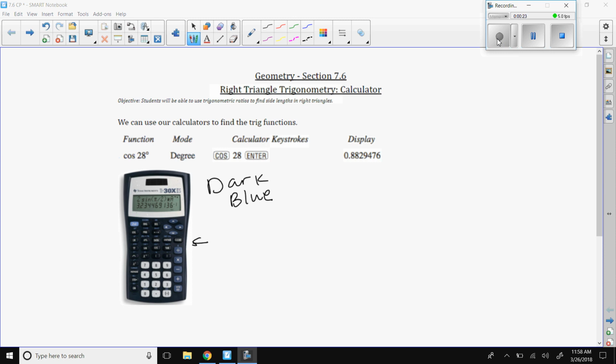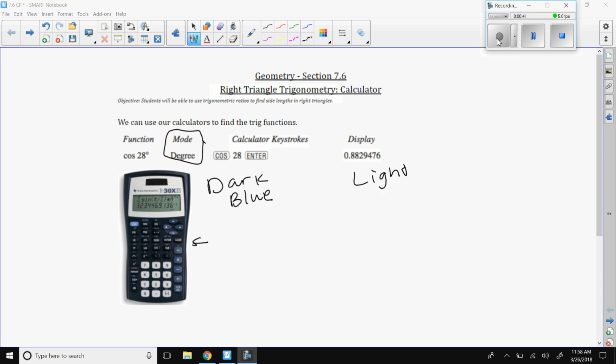I already checked. You should be in this mode, but I checked the calculator, so we want to use that mode all the time. We're talking about 28 degrees inside of the triangle, so this is as if we're inside that triangle. Okay, the dark blue calculator is exactly like this.